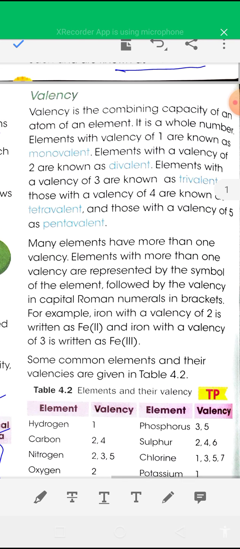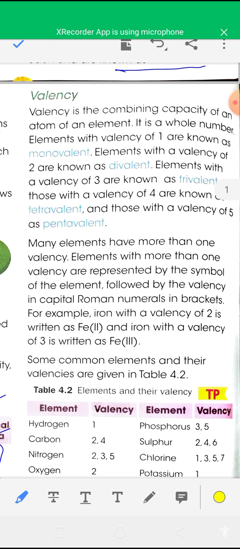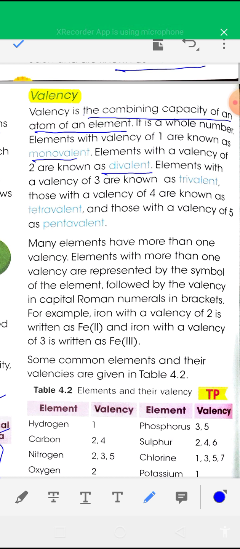Now see what is valency. In simple words, valency is the combining capacity of an atom of an element, and it is a whole number. Elements with valency 1 are known as monovalent elements. Elements with valency 2 are known as divalent elements. Elements with valency 3 are known as trivalent elements. So valency is the combining capacity of an atom of an element.